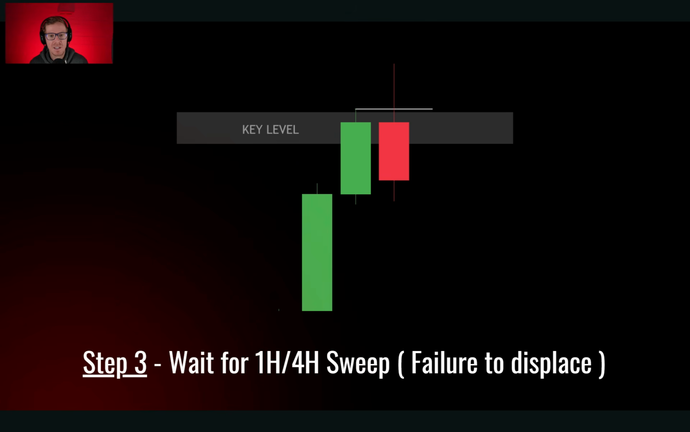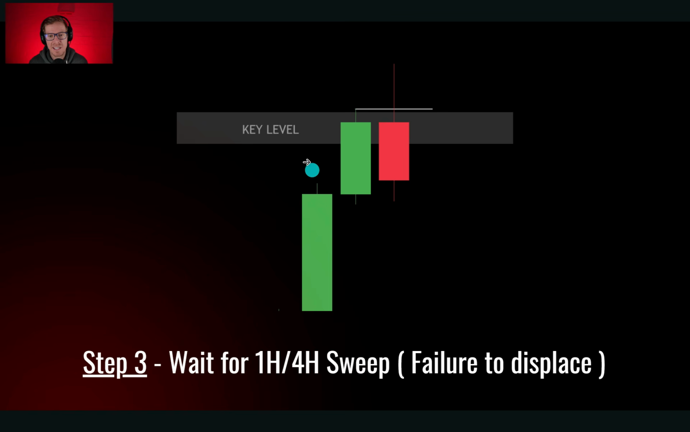Step number 3, we want to wait for a 1-hour or 4-hour sweep, which is a failure to displace. So you can see prices come to our key level. As it arrives at our key level, we want to see this failure to displace entry signature, where we've got this candle failing to displace the previous candle's high and then closing back in the range.